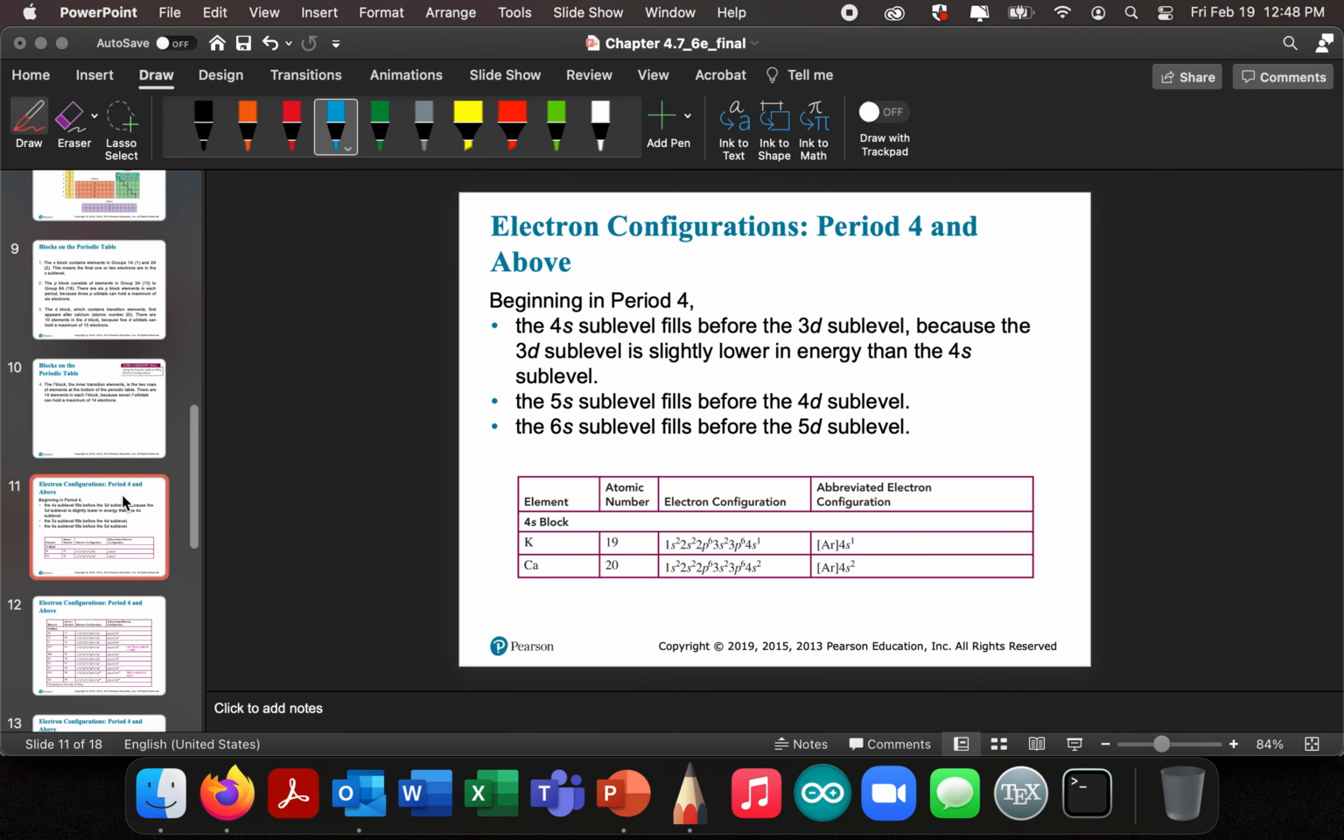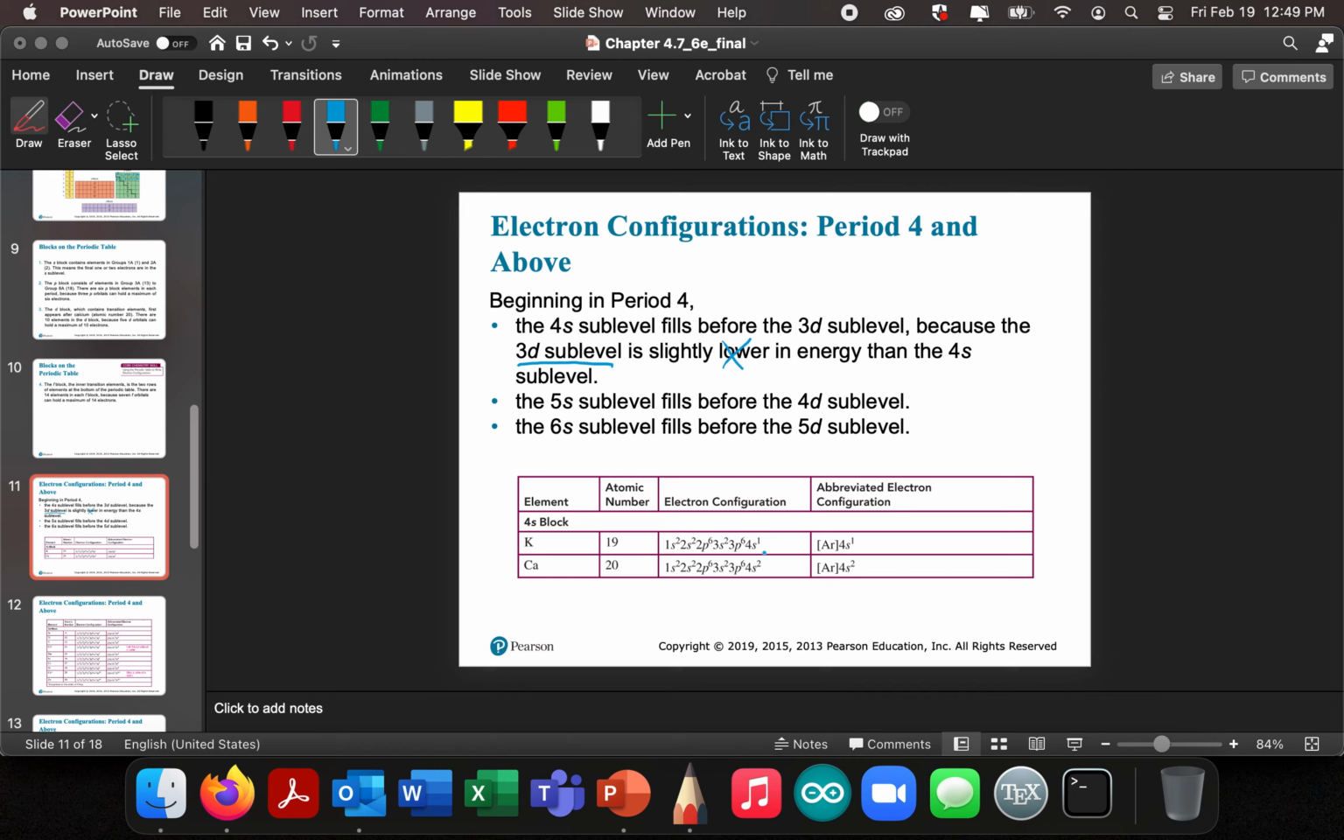Okay, beginning in period 4, this is kind of weird. The 4S sublevel fills before the 3D sublevel or subshell because the 3D subshell is slightly higher in energy than the 4S subshell. The 5S subshell fills before the 4D subshell, and so on.